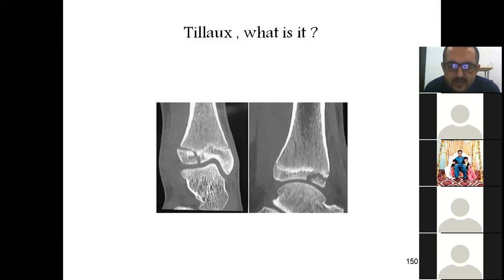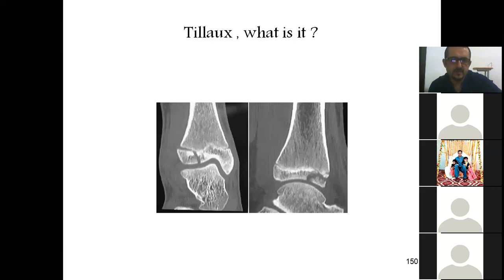What ligament is attached to it? Anterior and posterior tibiofibular ligaments. Okay, the anterior inferior tibiofibular ligament. The deltoid is attached to the medial side here. So this is called a Tillaux fracture, an avulsion fracture of the anterior inferior tibiofibular ligament. What is the mechanism? Mostly external rotation is the mechanism.